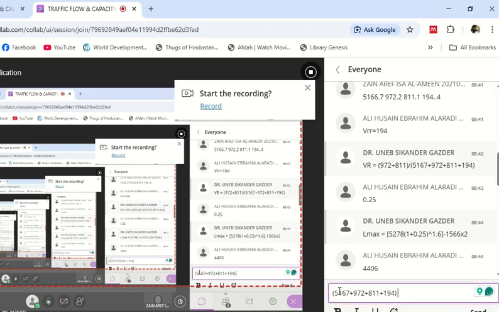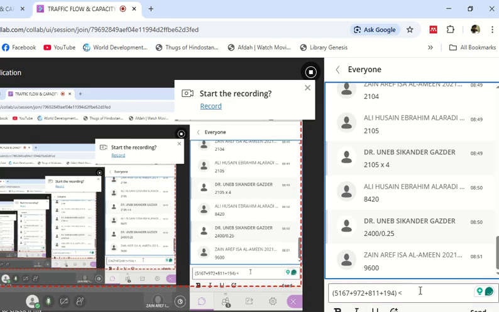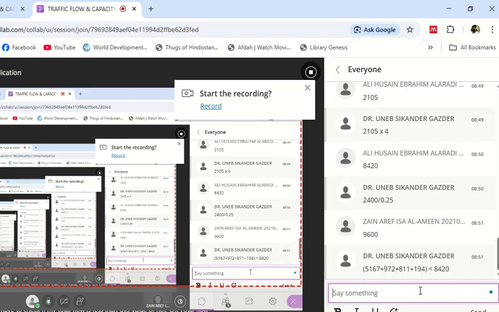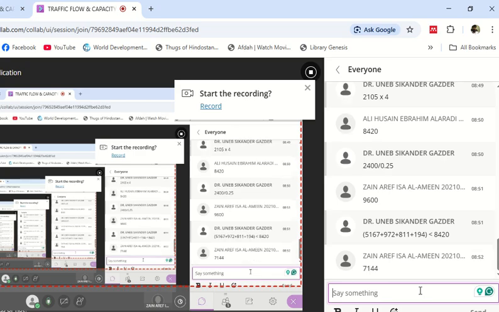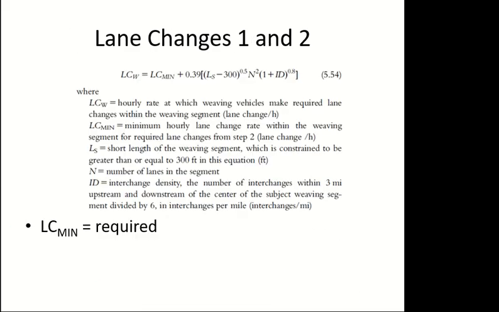So this value should be less than the capacity, 8420. Is it less or not? Okay, so we are on the safe side. If this one was higher, we would have set the level of service as F and terminated the analysis. But now we can move on.